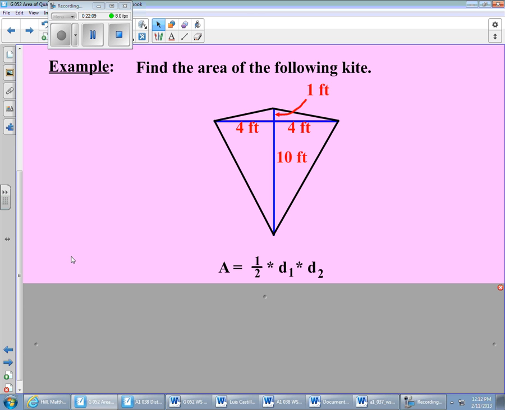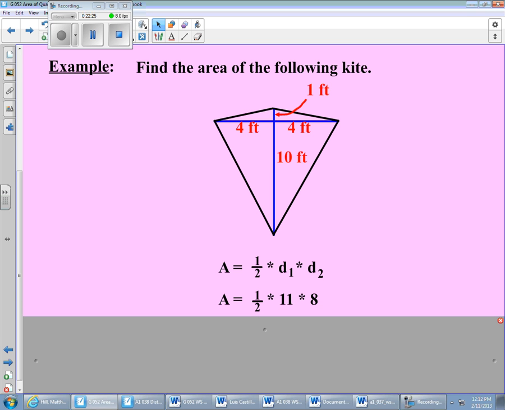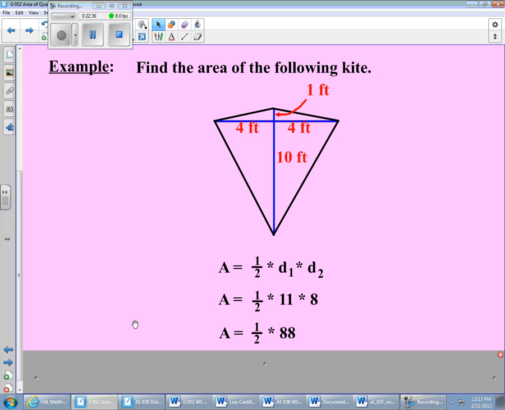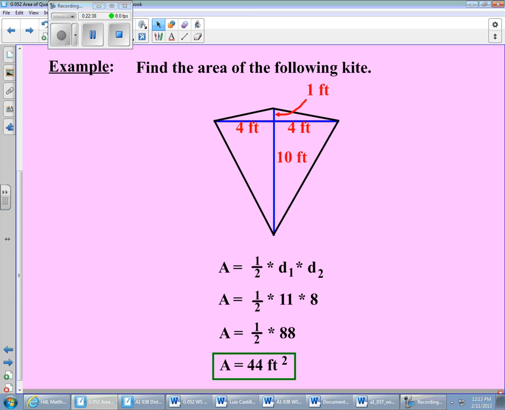Okay, we'll have a look at the diagonals. What kind of lengths are we talking about here? 8 and 10, 8 and 11. Okay, I'll agree with 8 and 11. Not a big deal. Just plug them in. We can simplify. And again, just plugging it in there. 11 times 8 is 88. Half of that is 44. So this kite, a pretty big kite, has 44 square feet of material, but not a difficult calculation, just plugging it in.